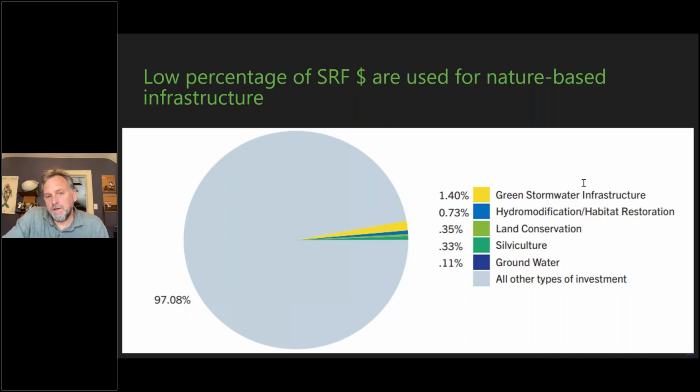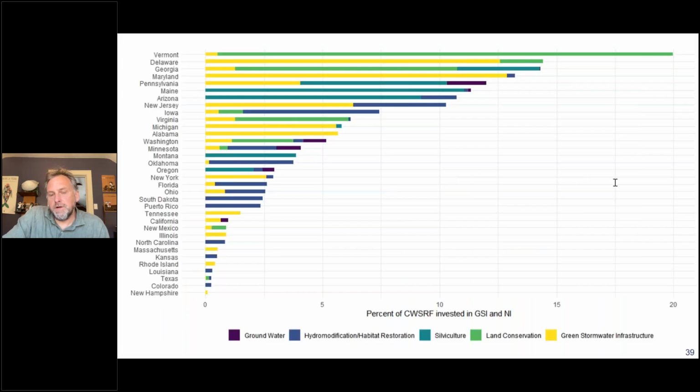You can go ahead, if you would. Next slide. Some states are further ahead along in this path. As you can see, this was from a report we did a couple years ago. And you can see some states are taking greater advantage of these SRF dollars than others. Okay, next slide.